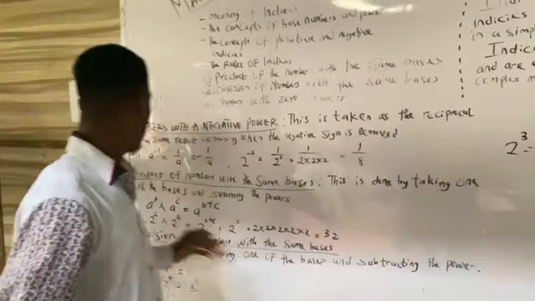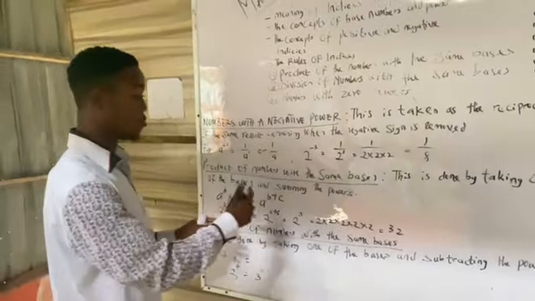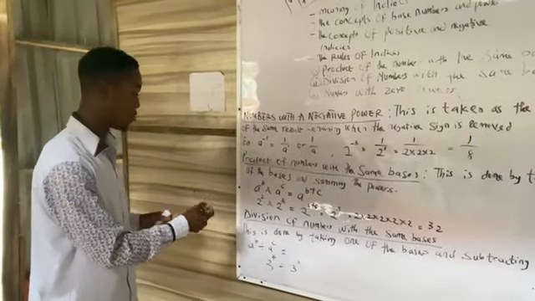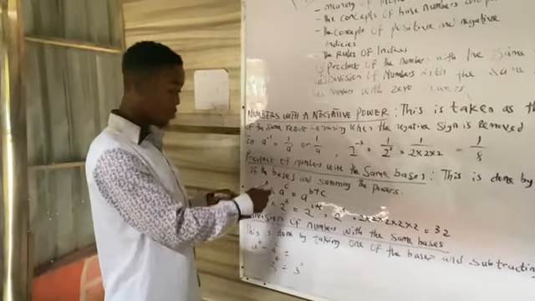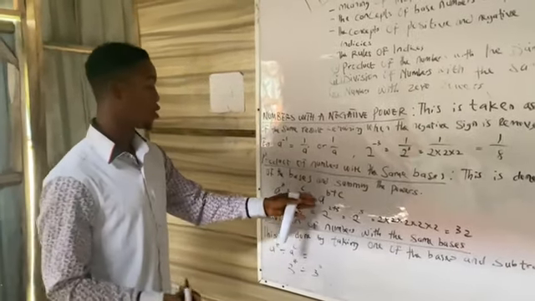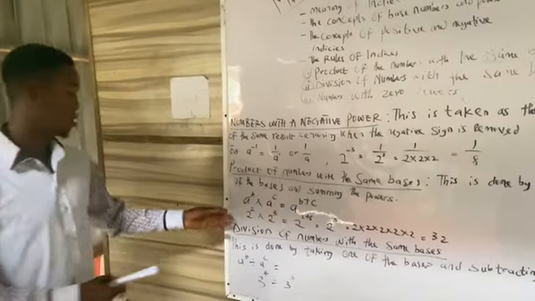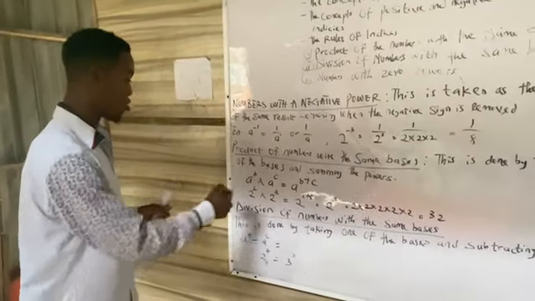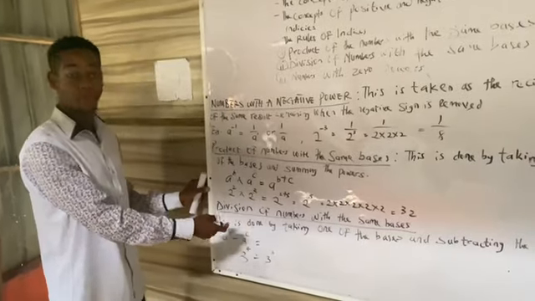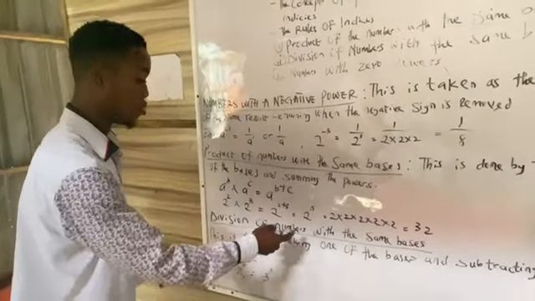So now we move to the next one, which is product of numbers with the same basis. This is done by taking one of the bases and summing the powers. Now this is an example, which is a power b times a power c, which is equal to a power b plus c. This is another example here. Let's use numbers this time, which is 2 power 2 times 2 power 3, which is equal to 2 power 2 plus 3, which is equal to 5.